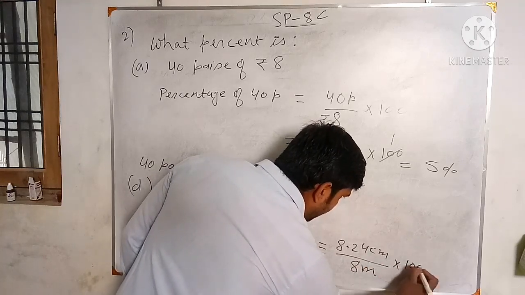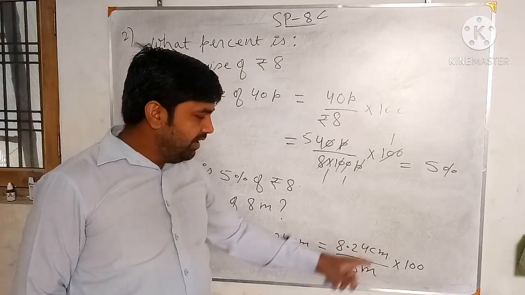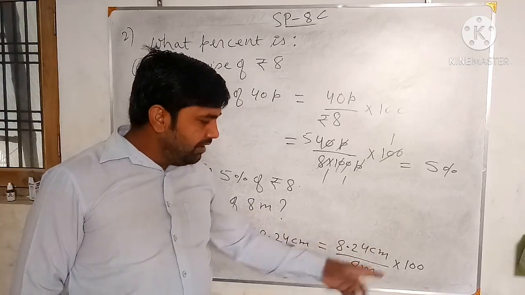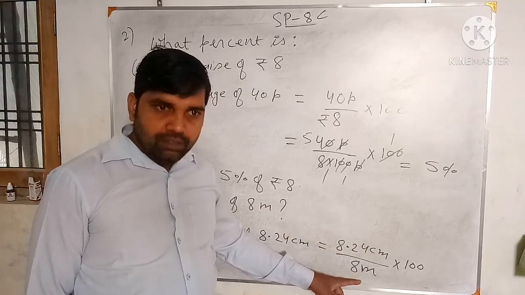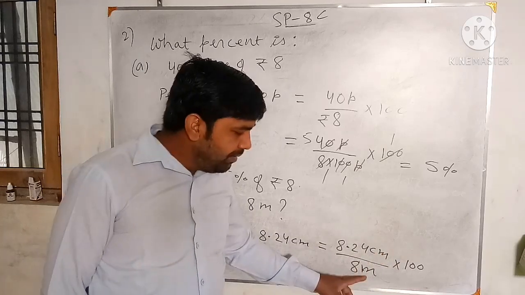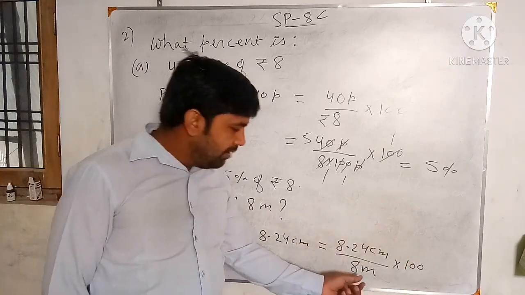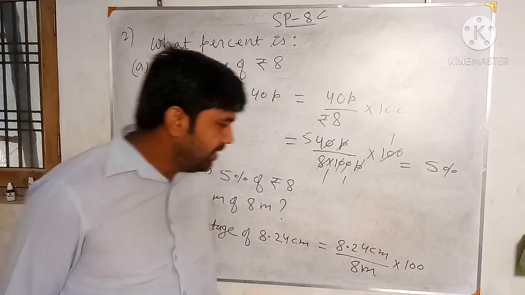Into 100. Now again see, the units of the numerator and denominator are not the same. So first we make the unit same. So we convert the bigger unit into the smaller unit. Out of centimeter and meter, meter is the bigger unit. So we convert this meter into centimeter. And 1 meter equals 100 centimeter. So multiply the number 8 by 100. So 8 meter equals 800 centimeter.